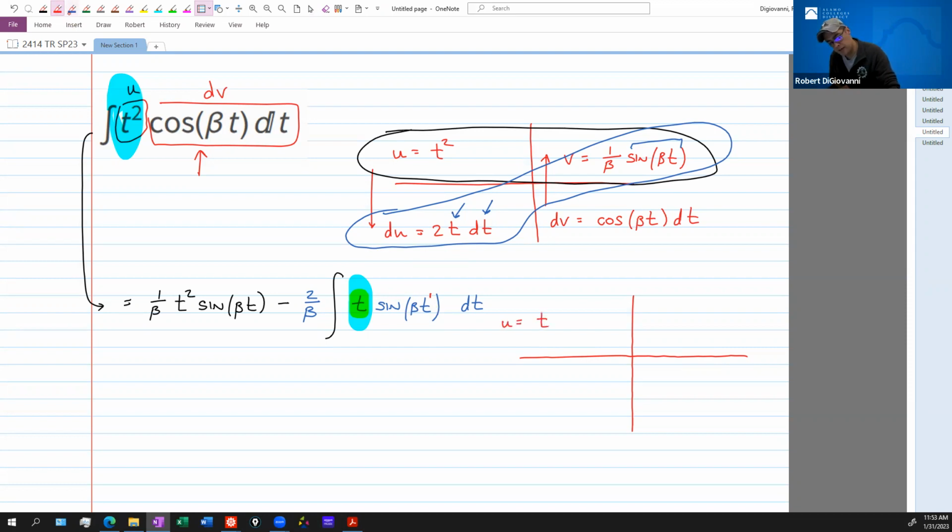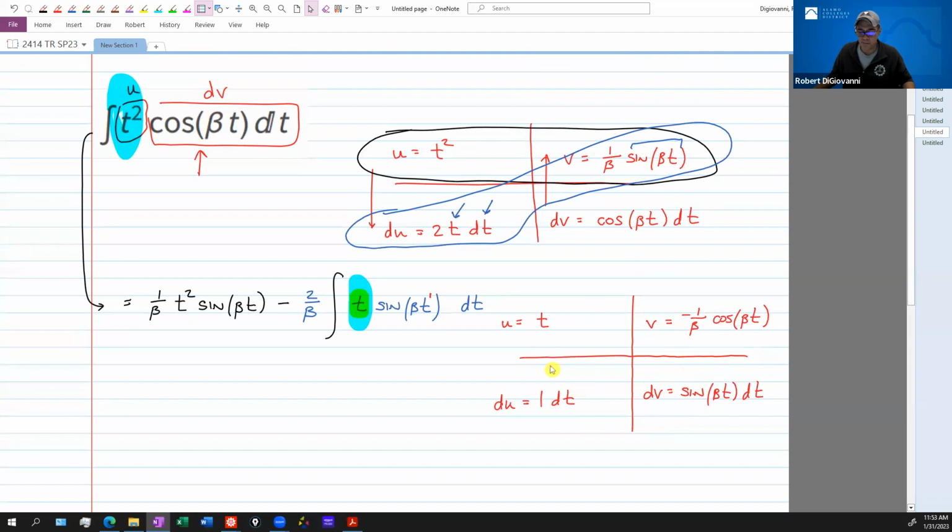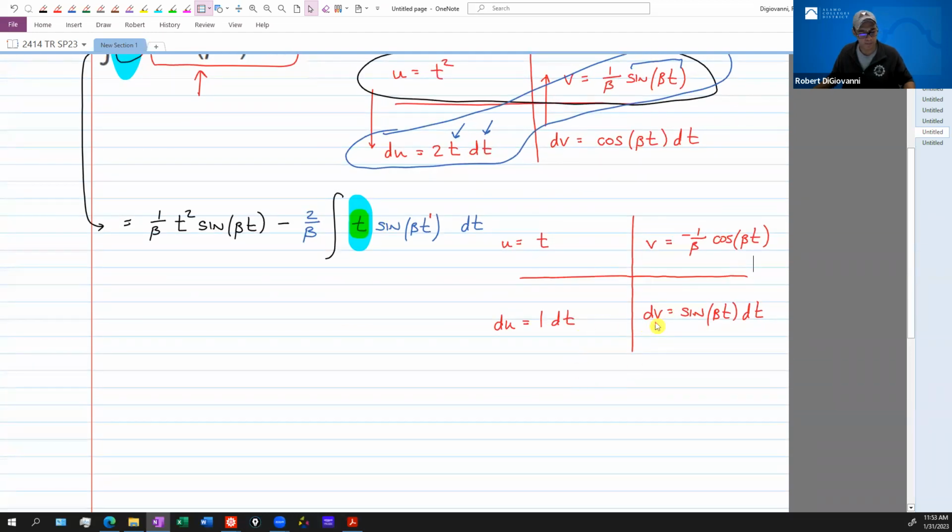Let's let u be t, and then dv, let's let it be the sine beta t dt. And then du would just become 1 dt. Remember, I'm using the variable t here, so don't all of a sudden put dx because that wouldn't make any sense. And then v is negative 1 over beta cosine beta t. Any questions on where any of those pieces came from?